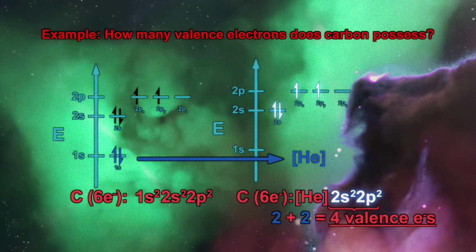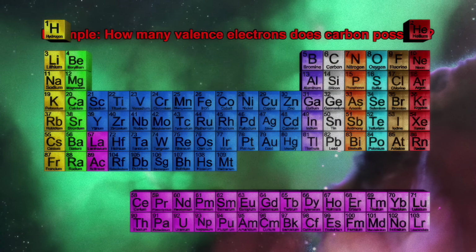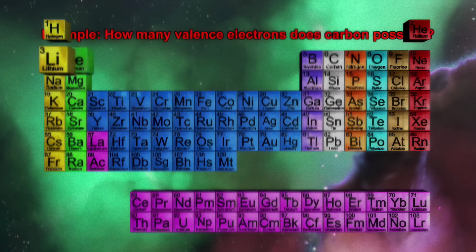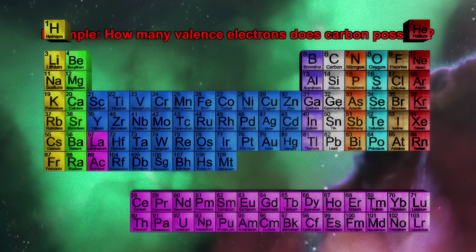For example, if we first slide back to the nearest noble gas, which is helium, then we can simply count forward to the element in question, and that will equal how many valence electrons that atom possesses: 1, 2, 3, 4 valence electrons, which matches our result from drawing the electron configurations.